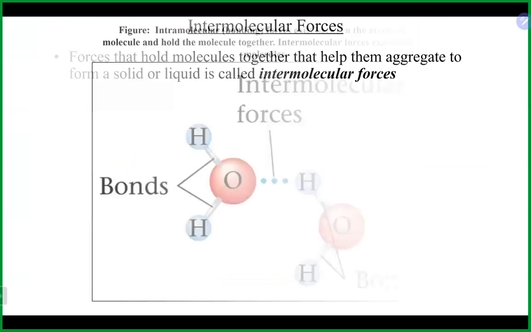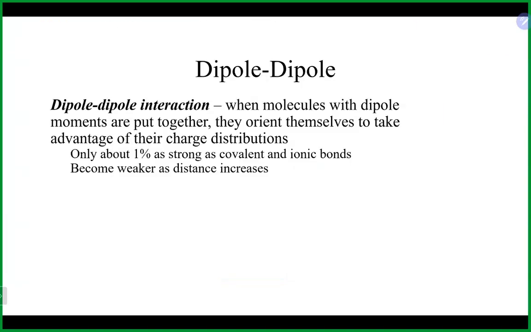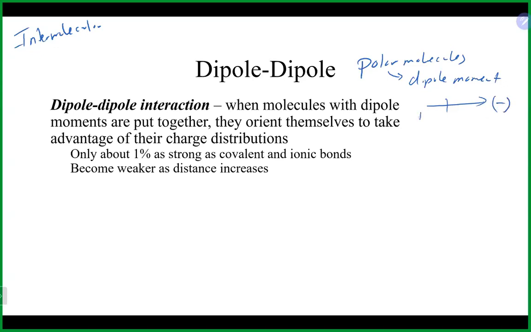So we're going to talk here about different types of intermolecular forces. All of these are intermolecular forces. The first type of intermolecular force is a dipole-dipole interaction. We saw that with polar molecules. Polar molecules have a dipole moment, and that is represented by that arrow, where it is more negative where it's pointing, and more positive at the other end.